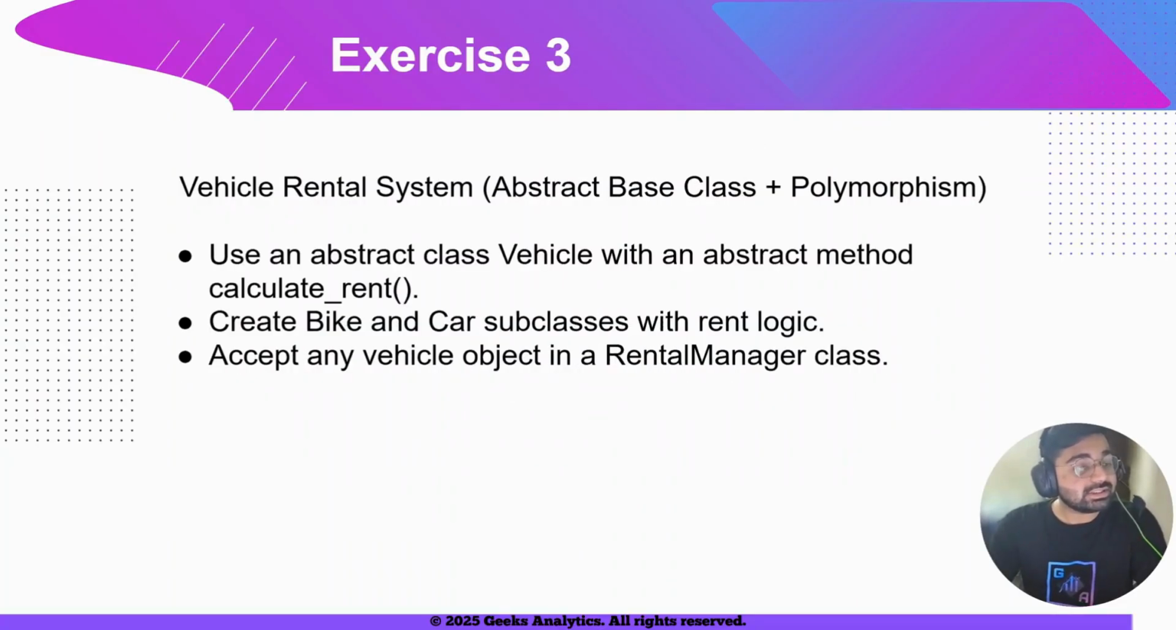Then the next exercise we have is the vehicle rental system, which combines abstract class and polymorphism. So this will help us use the ABC class and the polymorphism capability. Here we are simply using an abstract class Vehicle with an abstract method calculate rent. Then we will create Bike and Car subclasses with rent logic and accept any vehicle object in the rental manager class.